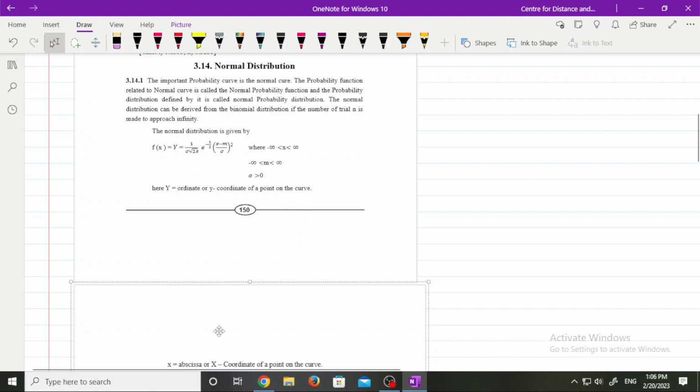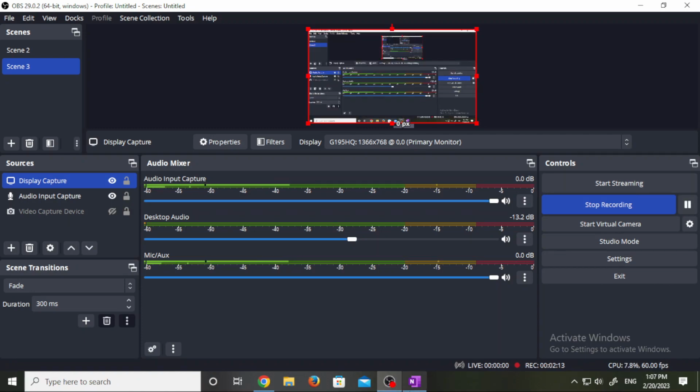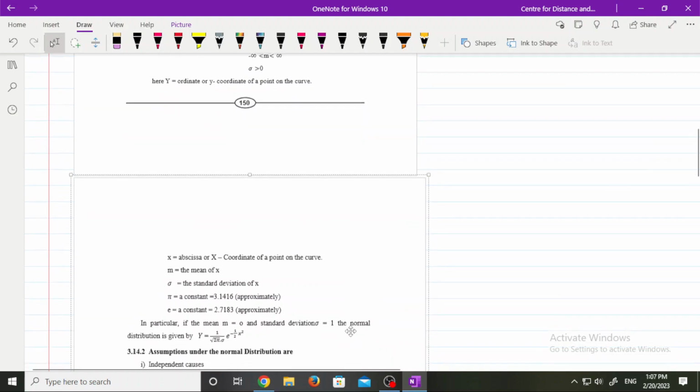Then x is the abscissa, or x coordinate, of a point on the curve, m is the mean of x, sigma is the standard deviation of x, and pi is a constant whose value is approximately 3.1416. Then e is a constant, and the value of e is approximately 2.7183.